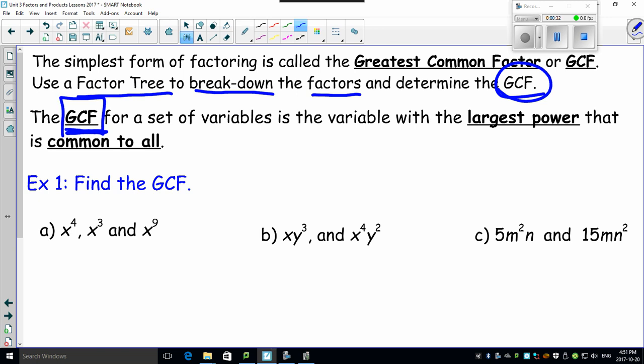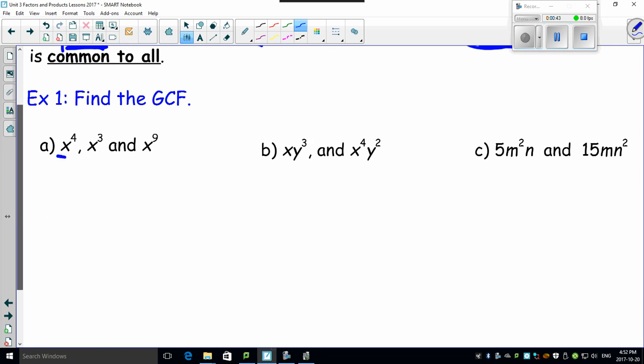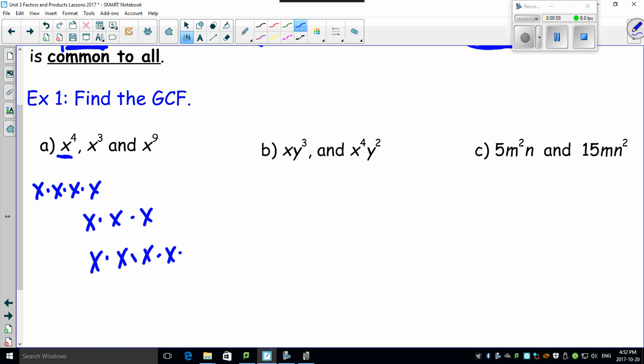GCF for a set of variables means get the one with the largest power. What do I mean by that? Well, look at this. Largest power common to all of them. Look at x to the 4. Is this not x times x times x times x? Look at x cubed. Isn't this x times x times x? Look at x to the 9. Oh my goodness, I'm going to go forever here. 1, 2, 3, 4, 5, 6, 7, 8, and 9. It's kind of interesting to see.